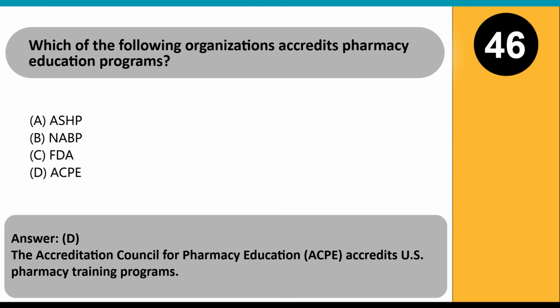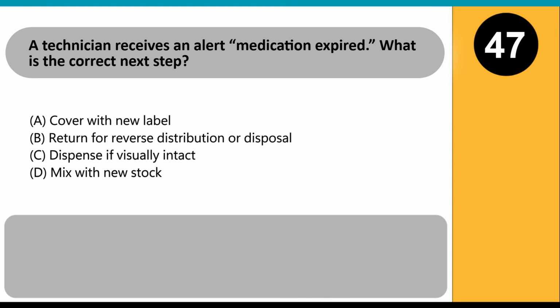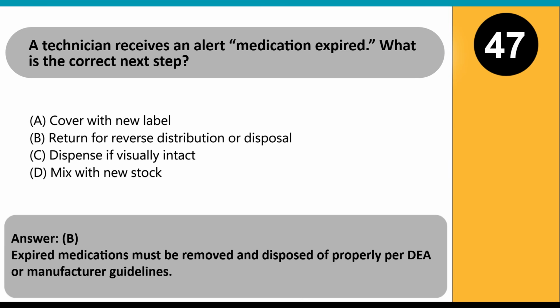A technician receives an alert: medication expired. What is the correct next step? A. Cover with new label. B. Return for reverse distribution or disposal. C. Dispense if visually intact. D. Mix with new stock. Answer: B. Expired medications must be removed and disposed of properly per DEA or manufacturer guidelines.